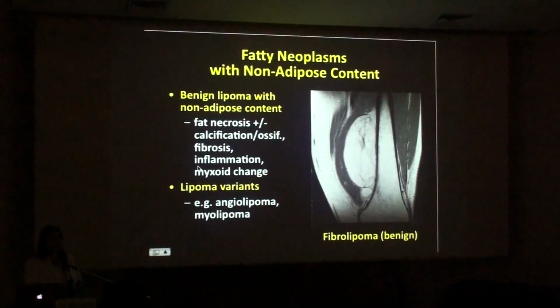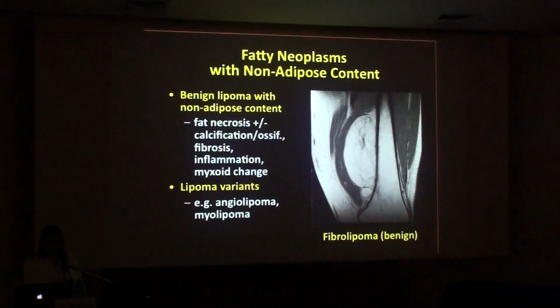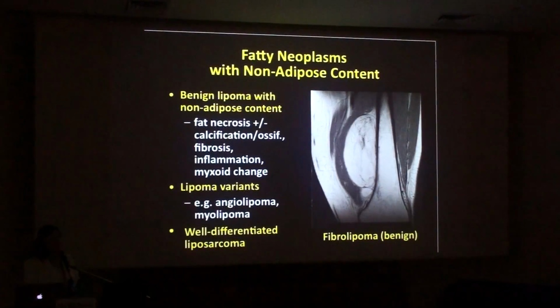But it's worth knowing that there are a number of different kinds of fatty neoplasms that can have non-adipose content, and that is non-fatty content. So benign lipomas can have non-adipose content. They might have fat necrosis, similar to what we were just talking about. They can have fibrosis, inflammation, or myxoid change. There are also specific lipoma variants like angiolipoma and myolipoma, and those can have non-fatty components. But now we start to get a little concerned because we know that you can also have a well-differentiated liposarcoma. So that's a liposarcoma, but it's still well-differentiated and it still makes a lot of fat.